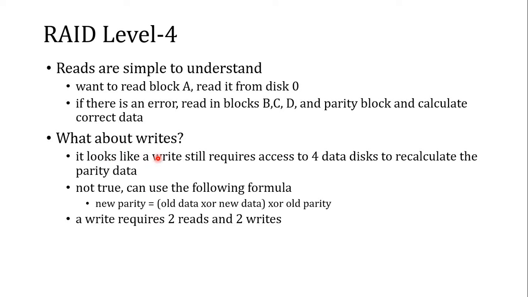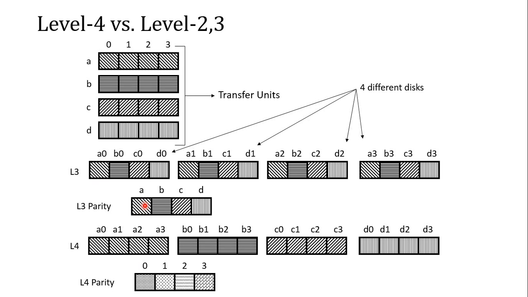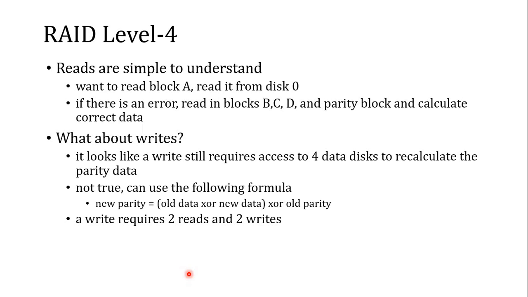But in the write, it still requires access to all 4 data disks to recalculate the parity data. Whenever you write, you need to reschedule the same data, because the parity is not exactly the pattern of the data, it uses different algorithms. Whenever you generate a new parity, you use a formula: new parity equals old data XOR new data XOR old parity. So it requires 2 reads and 2 writes to generate a new parity. It requires more disk time, and also some new configuration of parity.